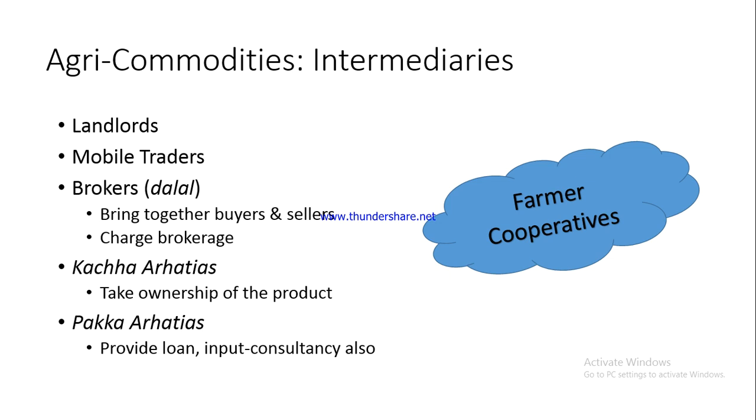By far the farmer cooperatives are the best option for a farmer because they are meant for the benefit of the farmers. They are not going to exploit the farmers, because ultimately the farmers have come together to form these cooperatives, and the farmers would be able to benefit more from the sale of their produce in the market. Fine. So this concludes our discussion on marketing of agri-commodities, and now we would be moving on to the next unit in the forthcoming sessions.